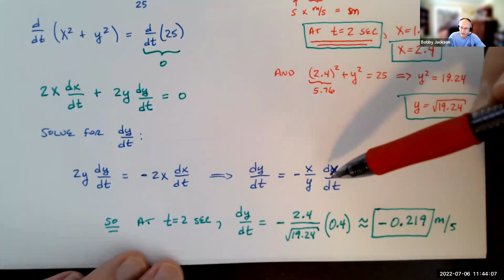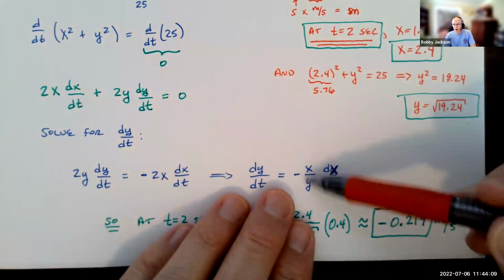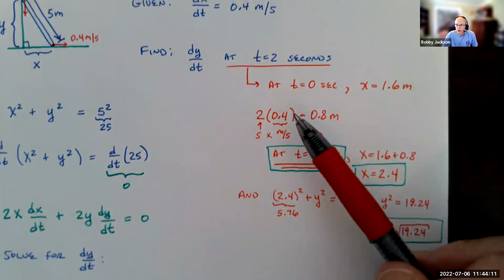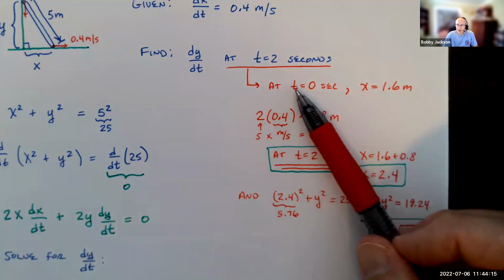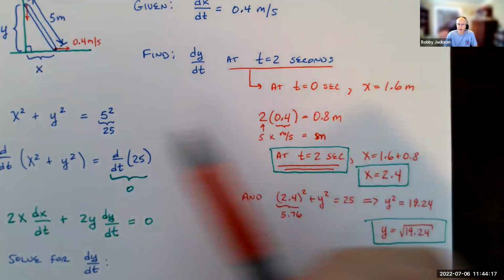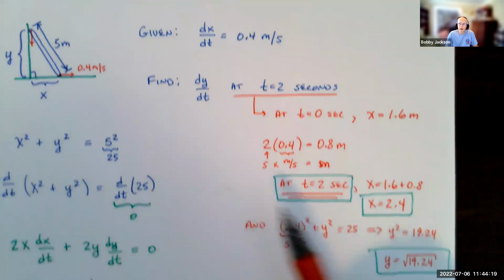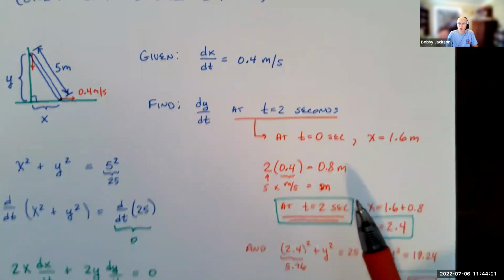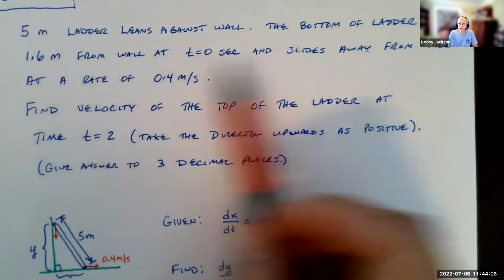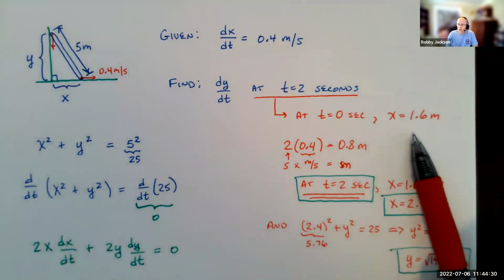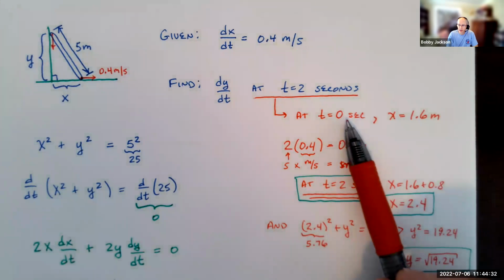Well, I know dx/dt is 0.4 meters per second, but what about x and y? There's a bit of information we haven't used yet. It tells us that at time t equals 0 seconds, the ladder is 1.6 meters from the wall. That means the value of x is 1.6 meters at time 0 seconds.